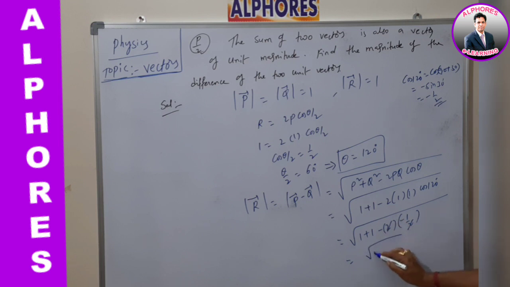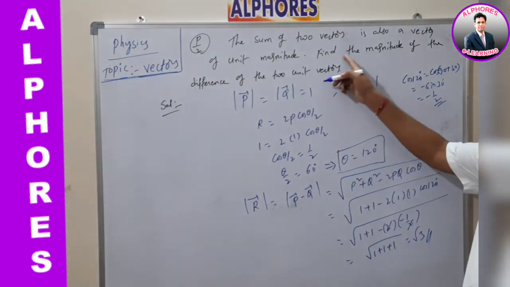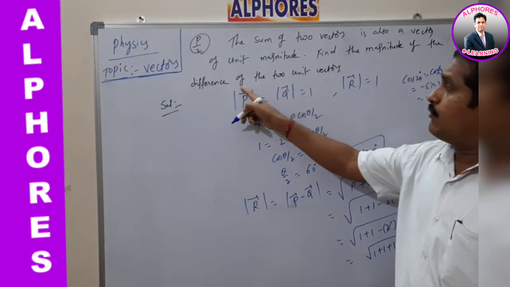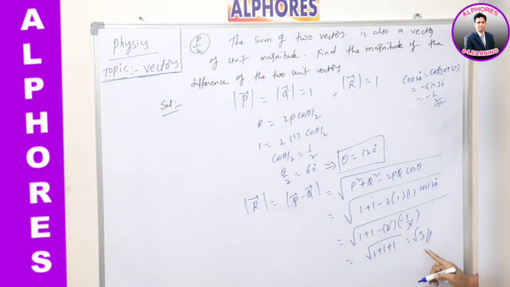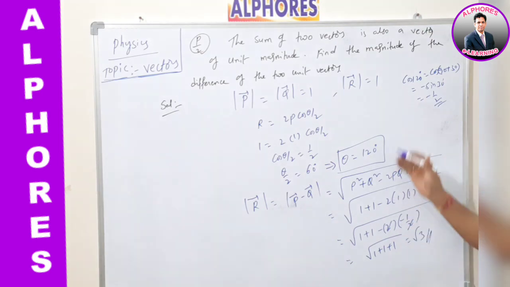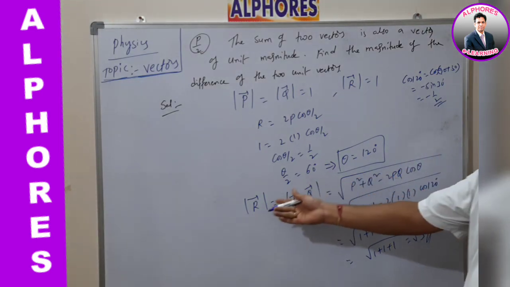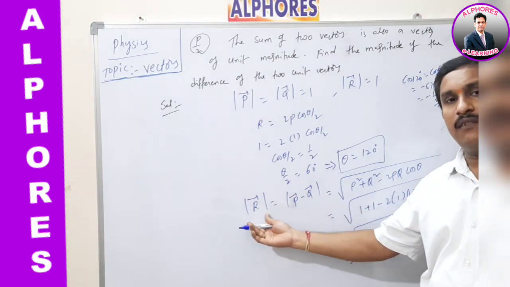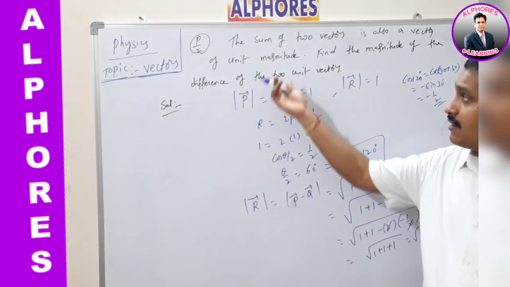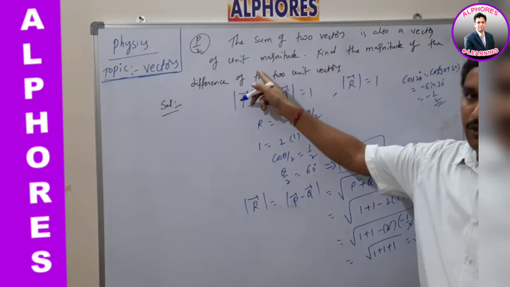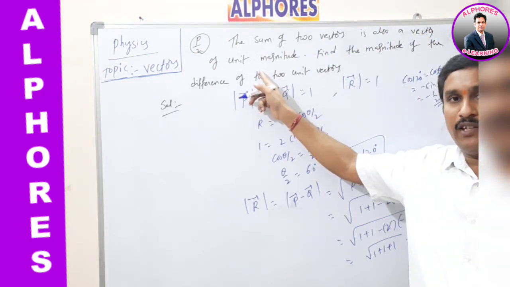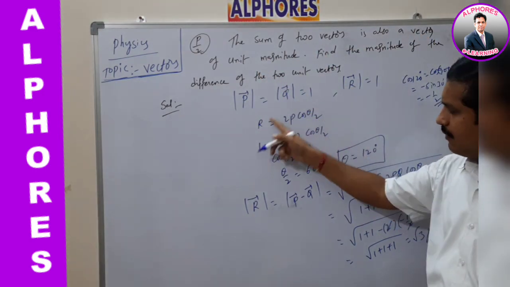That means root of 1 plus 1 plus 1, that is equal to root 3. So the magnitude of difference of two unit vectors is nothing but root 3 units. Okay, so this is the method to find the magnitude of subtraction of two vectors. From the first condition, the sum of two unit vectors is also a vector of unit magnitude. We simply know this, we do not require the total solution.